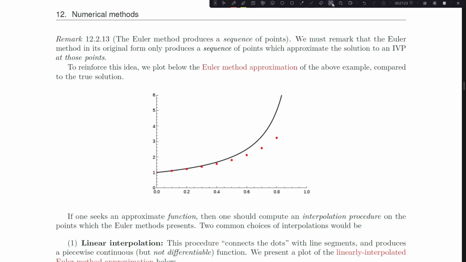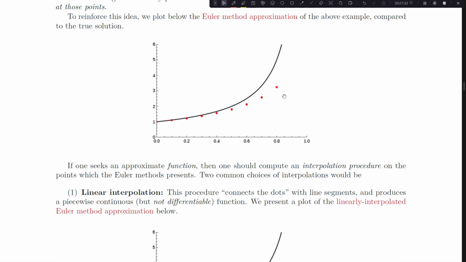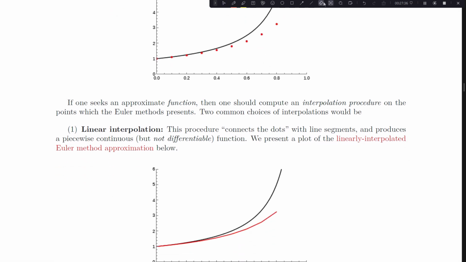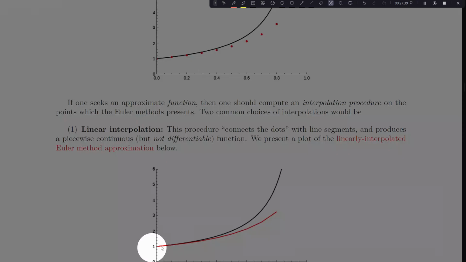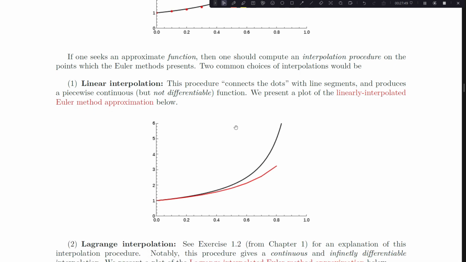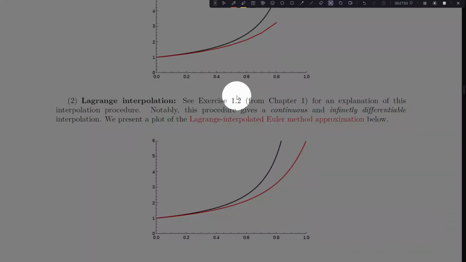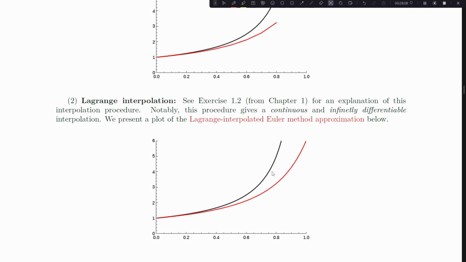Now, if you want maybe a better function than just a collection of points, maybe you want to interpolate these points. There are two interpolation methods that are pretty common. The first is linear interpolation, where you're literally just constructing a piecewise linear function in between every single one of those points. You could construct that directly if you want. The other case is Lagrange interpolation, which you should remember from the beginning of this entire semester. I think it was exercise 1.2, the second exercise you did this semester. You can see you actually get a very nice approximation if you use Lagrange interpolation because everything's smooth.